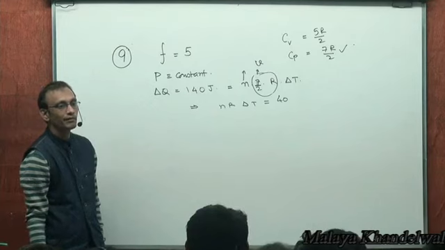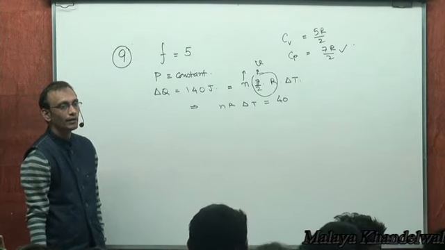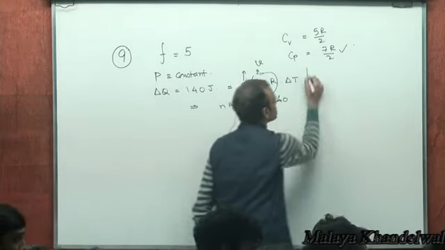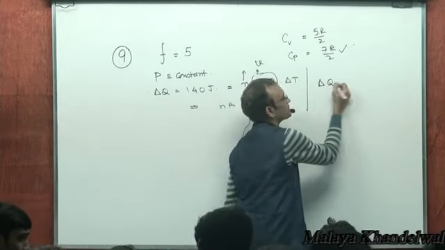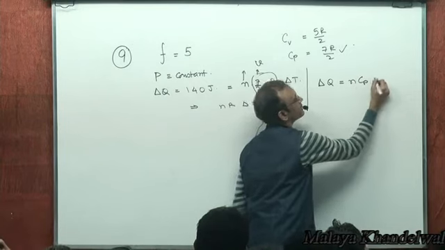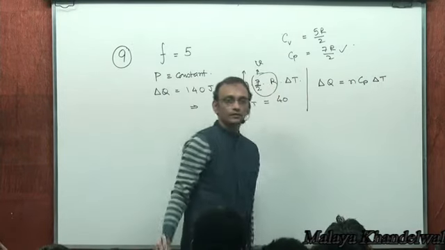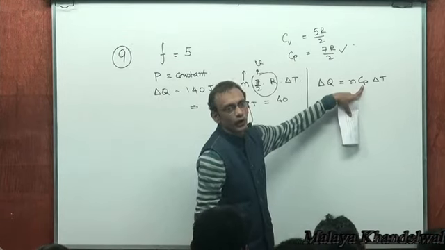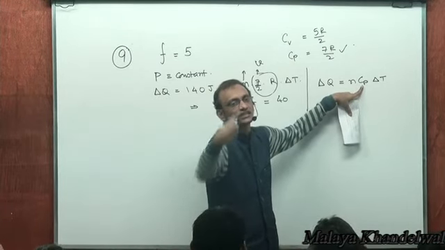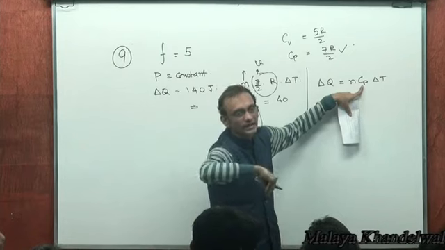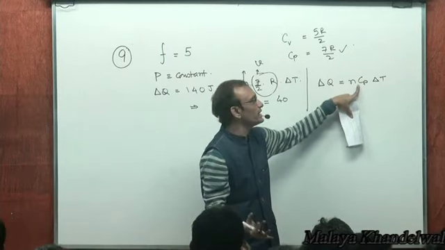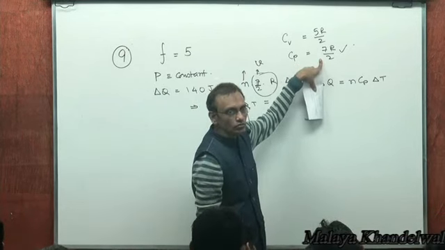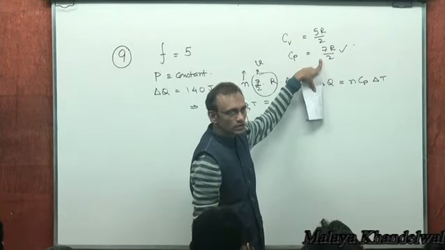Sorry? So, we have written it as n 5 by 2 R delta T. No. In a constant pressure process, heat supplied is n Cp into delta T. Isn't it? Cp is defined as the amount of heat required in a constant pressure process to raise the temperature of 1 mole by unit degree. That's the definition of Cp. So n Cp. Cv is 5R by 2. So Cp would be 7R by 2. Isn't it? Confused?